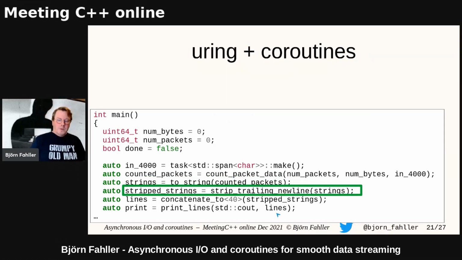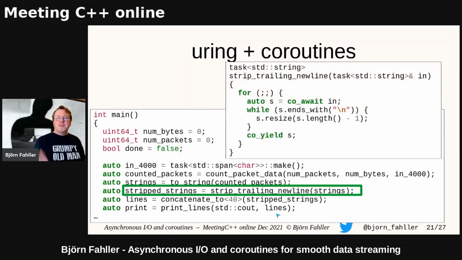And then we may want to strip trailing newlines. If you remember the first example where I just showed the echo foo to a port, you saw that it had a trailing newline. So we may want to strip such things. So we co-await strings now, and as long as they end with a newline, we just remove the end. And then we co-yield them.